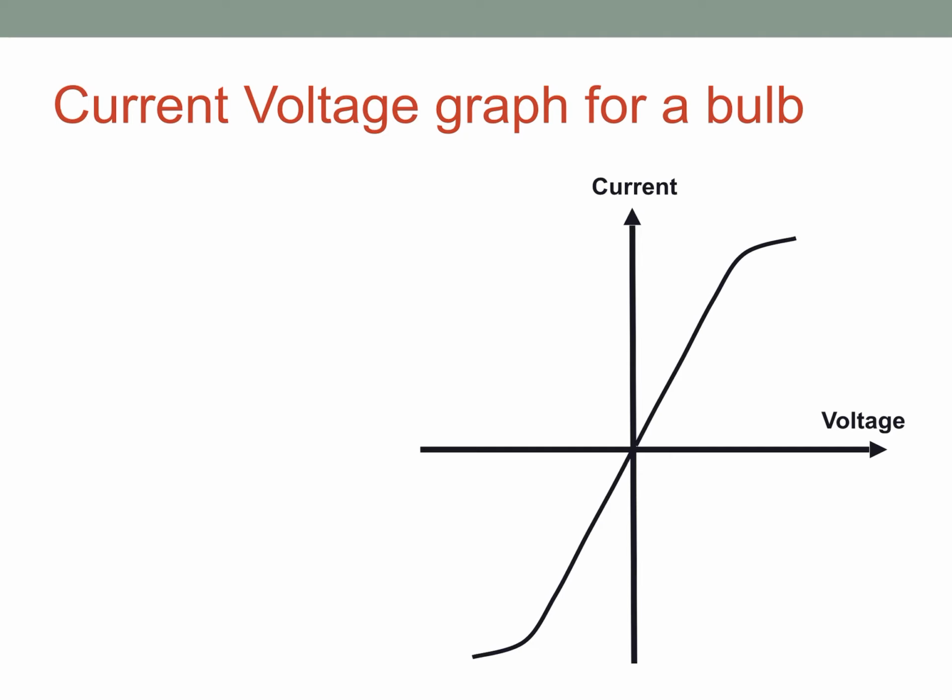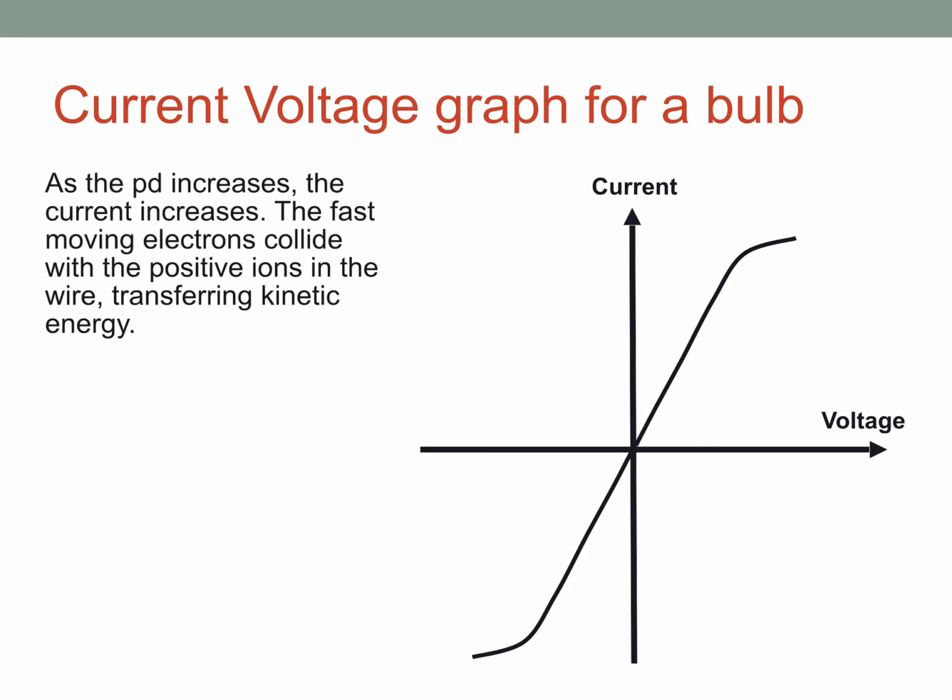If your graph doesn't look exactly like this, please can you slightly tweak it, maybe go over it in a different colour pen and give it that nice S shape. The reason it looks like this and not like the other one is that as the potential difference increases, the current increases. Fine, so far so normal.